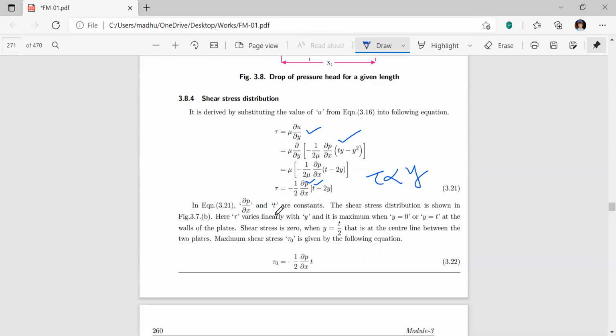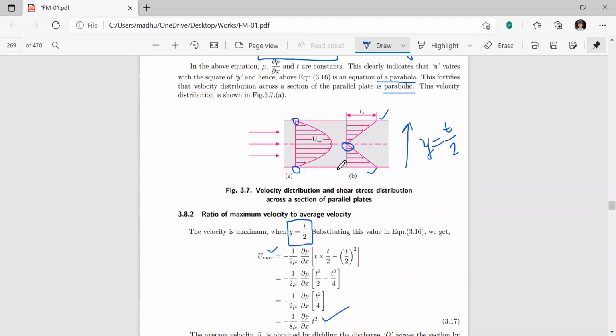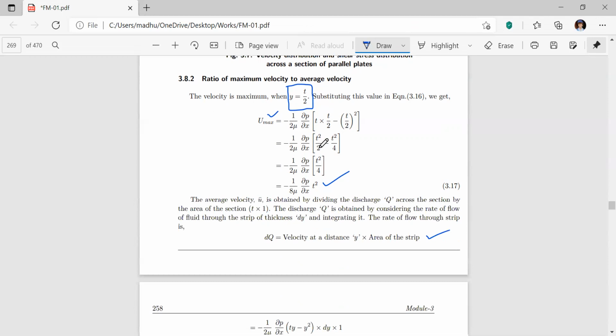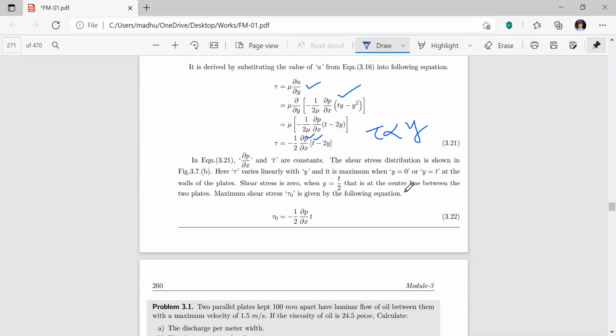So here tau varies linearly with y, with a maximum when y is equal to 0 or y is equal to t. That is, shear stress is maximum when y is equal to 0 or y is equal to t. This is what I have shown in this figure. This is the position when y is equal to 0, and this is the position when y is equal to t. The shear stress you can see at the wall is maximum, and when y is equal to t by 2, the shear stress is minimum, whereas the velocity at the center is maximum. So that is what they have discussed.